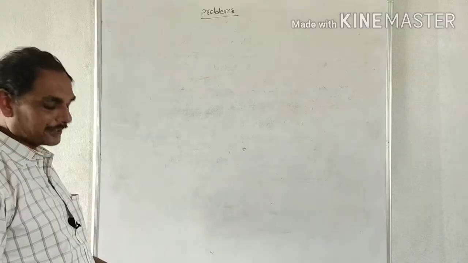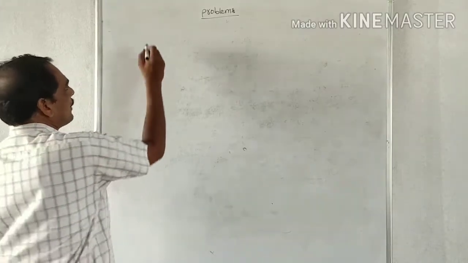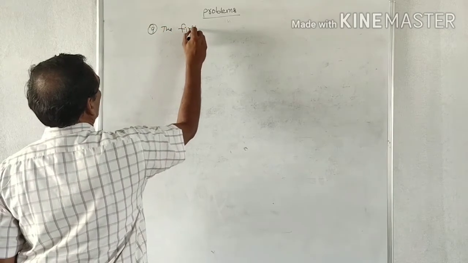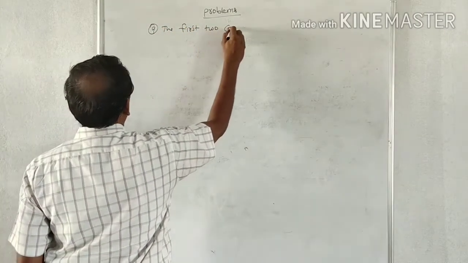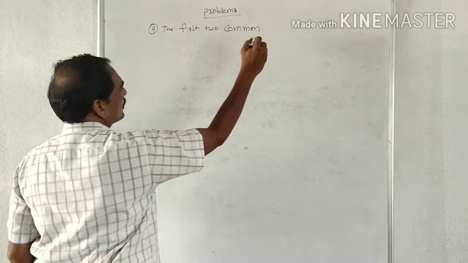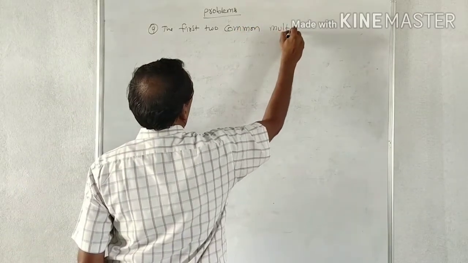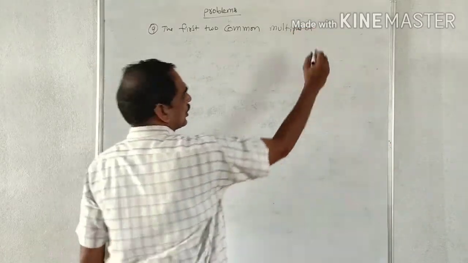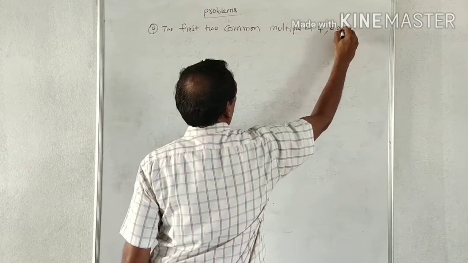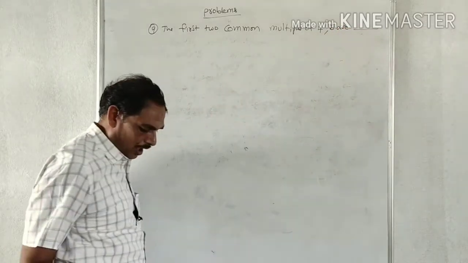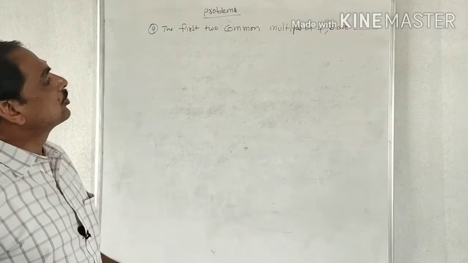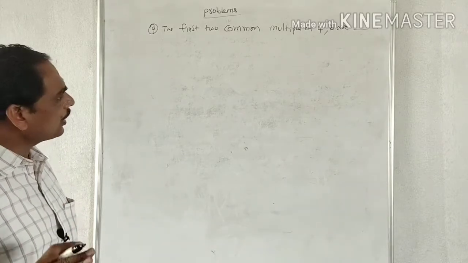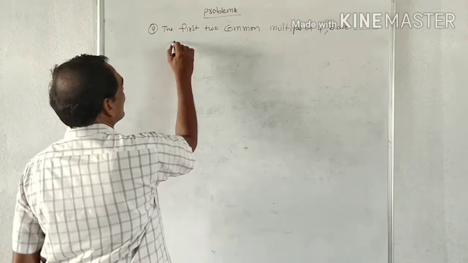Next, ninth, the first two common multiples of 4 and 6 are dash. So, common multiples of 4 and 6, the first two common multiples. So first we have to write the multiples of 4.